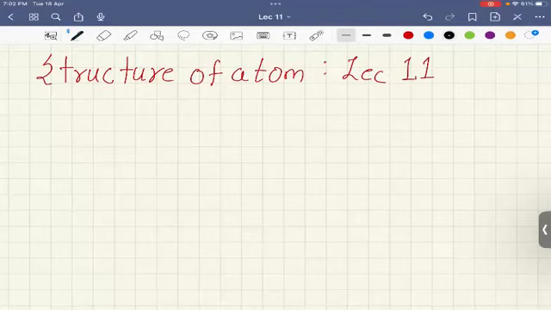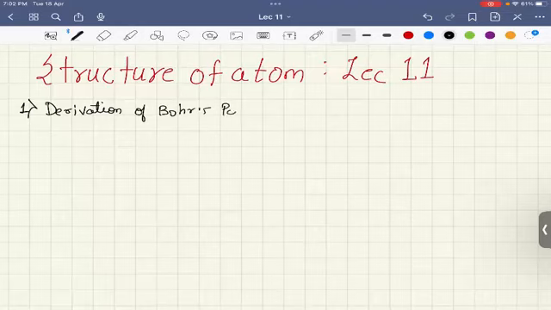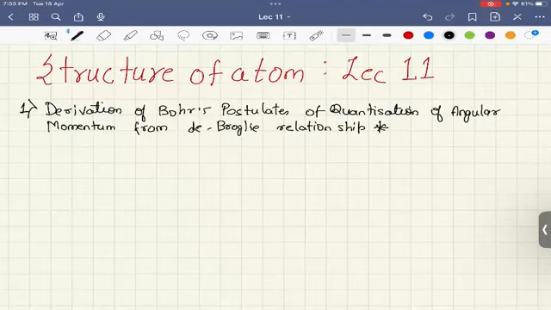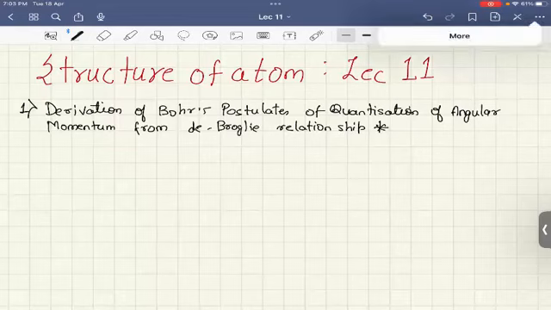The first topic we are going to study is the derivation of Bohr's postulate of quantization of angular momentum from the de Broglie relationship. The de Broglie equation helps us explain Bohr's postulate regarding the quantization of angular momentum of an electron. Now let us consider an electron moving around the nucleus in the form of a wave in a circular orbit of radius r. Let me draw a picture.